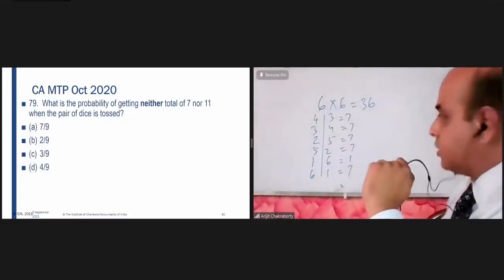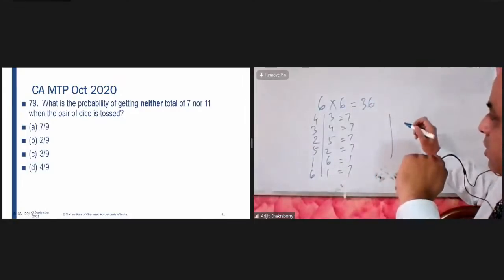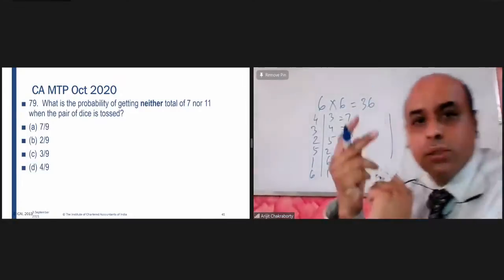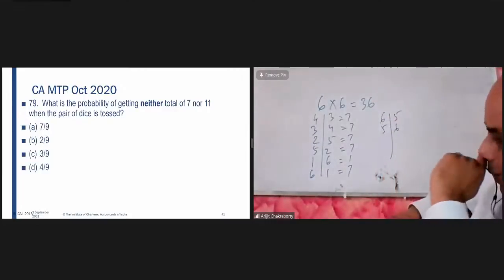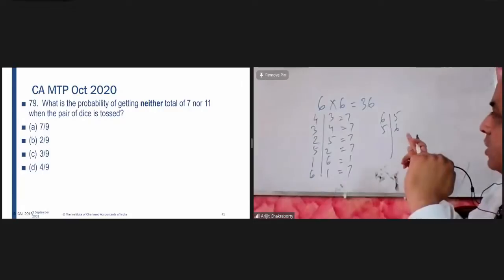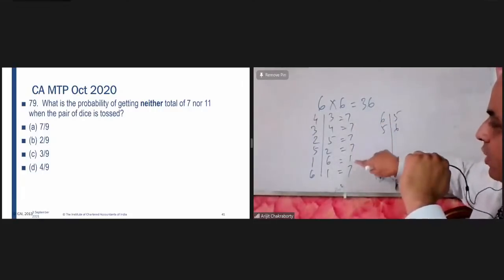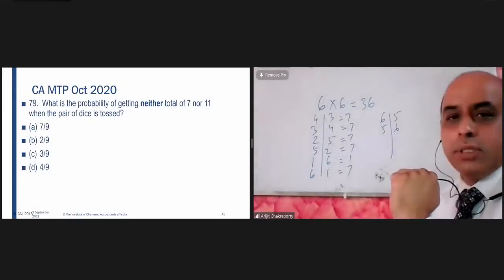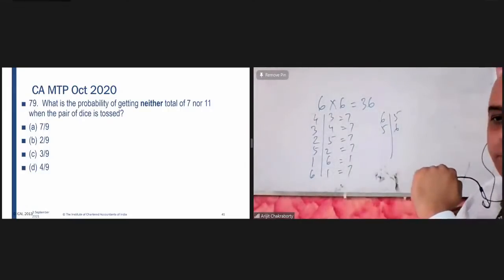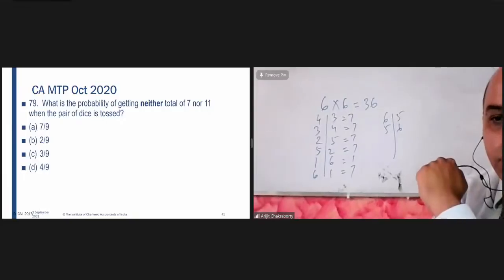Now comes 11. Again, I draw a particular table. 11 I can get only in 2 ways, either 6, 5 and 5, 6. No other way to get 11. Just check. So 1, 2, 3, 4, 5, 6, 7, 8. I'm getting 8 possible ways. Please follow the working out which I have done on the whiteboard.